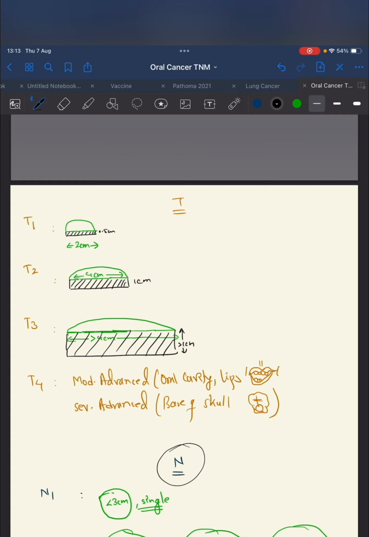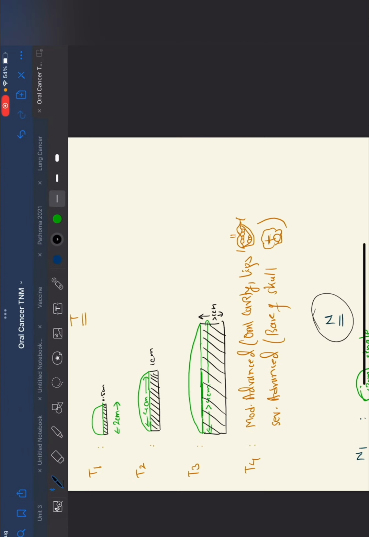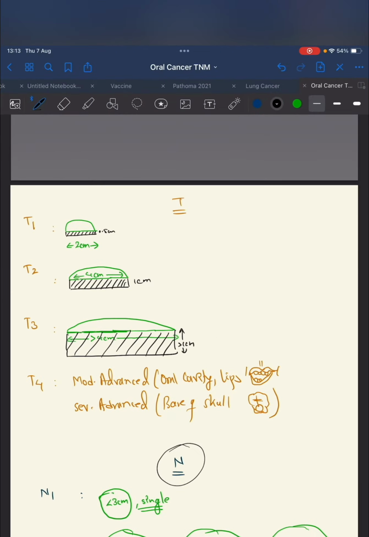So if you see that the size of the tumor is about 2 centimeter, and the depth of invasion is less than 0.5 centimeter, then that will be T1. If the diameter of the ulcer or the tumor is about 2 centimeter, and the depth of invasion is 0.5 centimeter, then it will be T1.